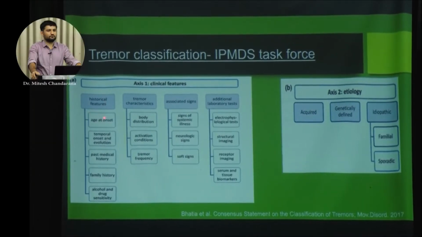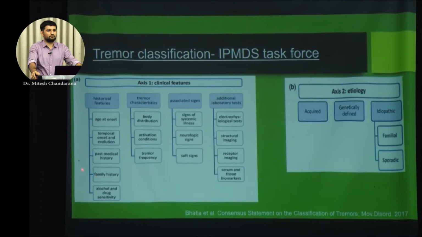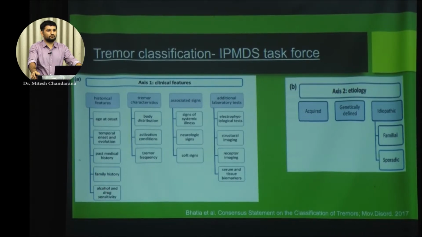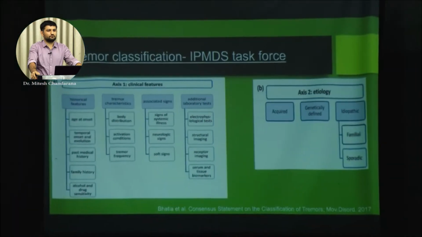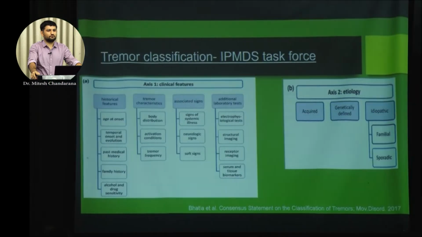First is historical features like age of onset, temporal evolution, any family history, responsiveness to alcohol. Then characteristics of tremors in terms of frequency, activation condition, and body distribution, like whether it is focal, segmental, or generalized, and whether there are any associated signs or not. Accordingly, tremor can be divided into either isolated tremor or combined tremor, likewise dystonia. And then additional laboratory testing like electrophysiological testing and imaging. Etiology in axis 2 has been divided into three categories: acquired, genetically defined, and idiopathic.